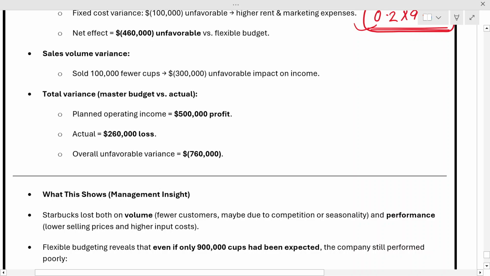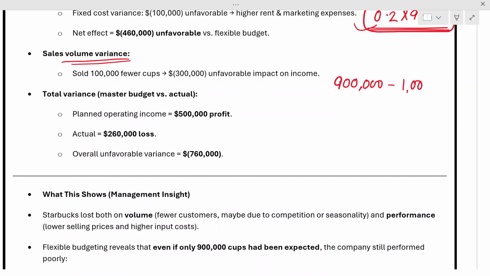Now, if we see the volume variance here, you planned for 1,000,000 cups, but you sold only 900,000 cups. So effectively you have sold fewer cups by how much? You can say we have sold fewer cups by 100,000.